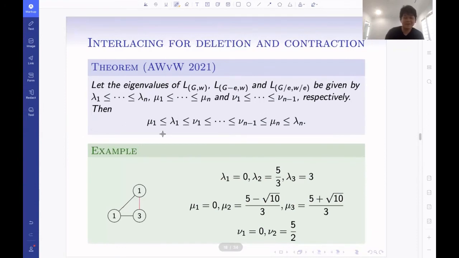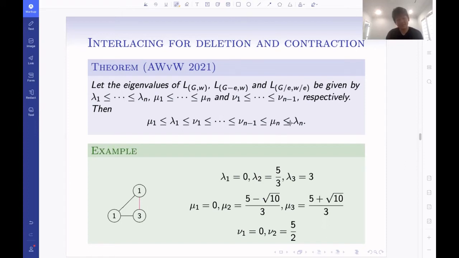Okay, so it turns out if you take the Laplacian of G, the Laplacian of G delete E, and the Laplacian of G contract E, and let their eigenvalues be given by lambda 1 to lambda n, mu 1 to mu n, and nu 1 to nu n minus 1, respectively, you get exactly the interlacing. Mu 1 is less than or equal to lambda 1, less than or equal to nu 1, less than or equal to mu 2, lambda 2, nu 2, all the way until nu n minus 1 is less than or equal to mu n, less than or equal to lambda n.